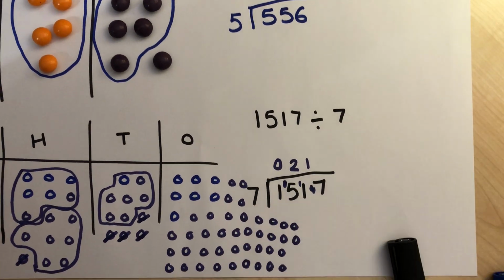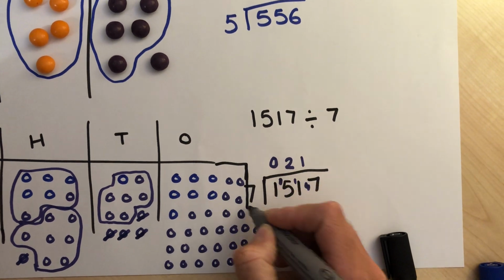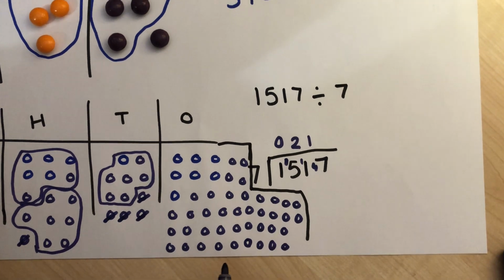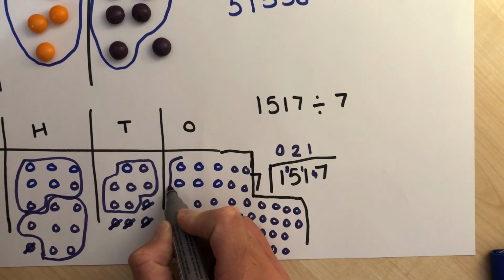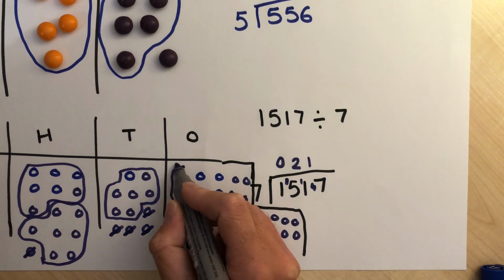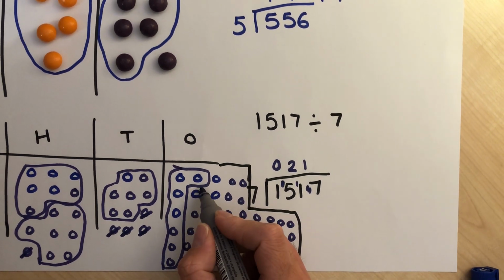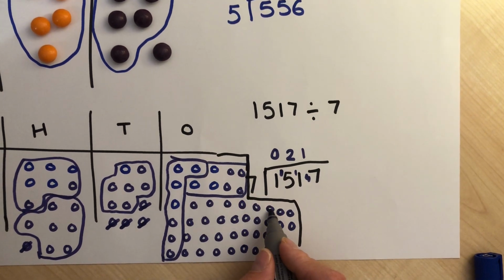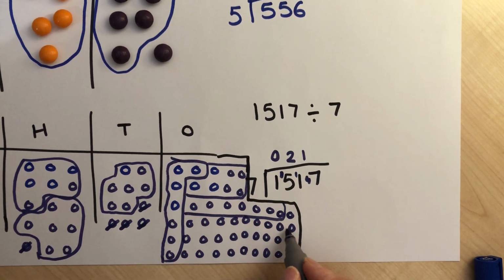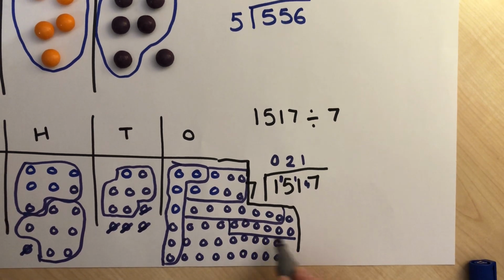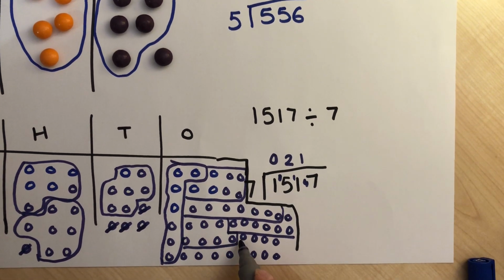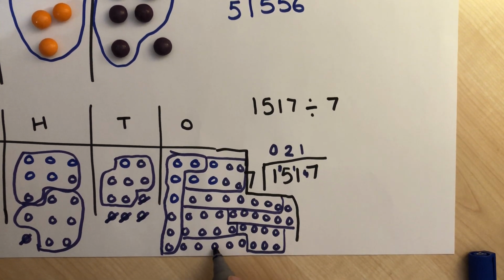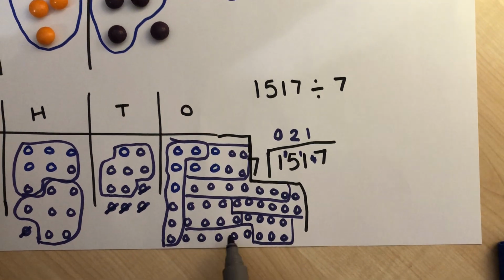I'm just going to extend my box there so we can see the two calculations. So I'm doing the same thing again. I'm going to draw around them in groups of 7. So 3, 4, 5, 6, 7. A group of 7 there. So I've drawn around them and I've got 5 left over that I can't put in a group.